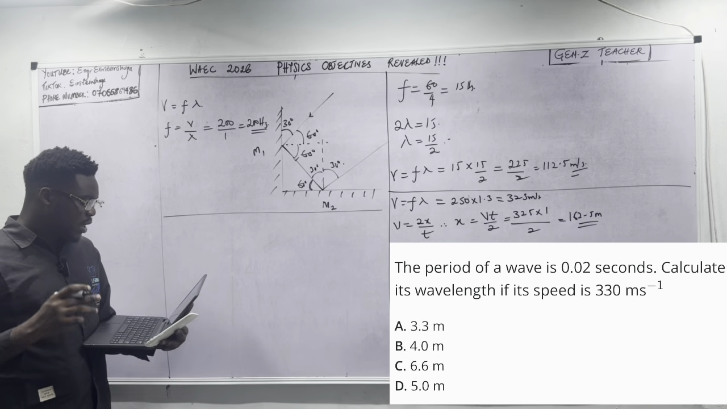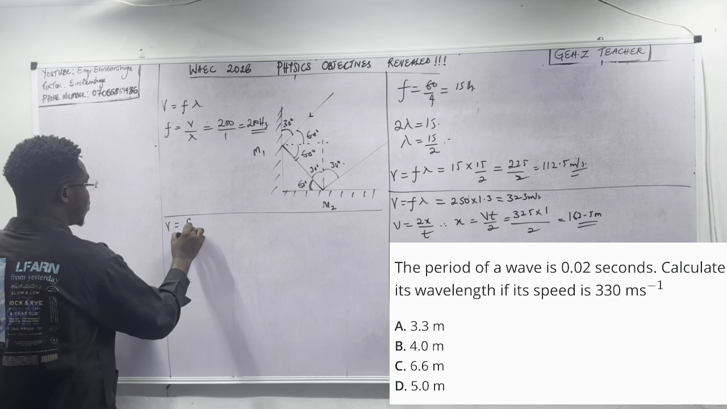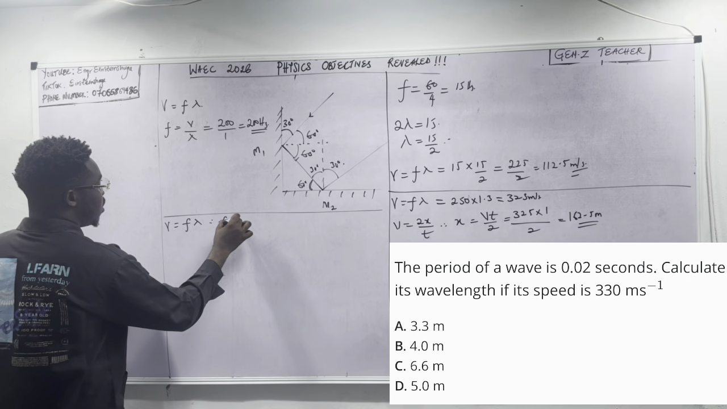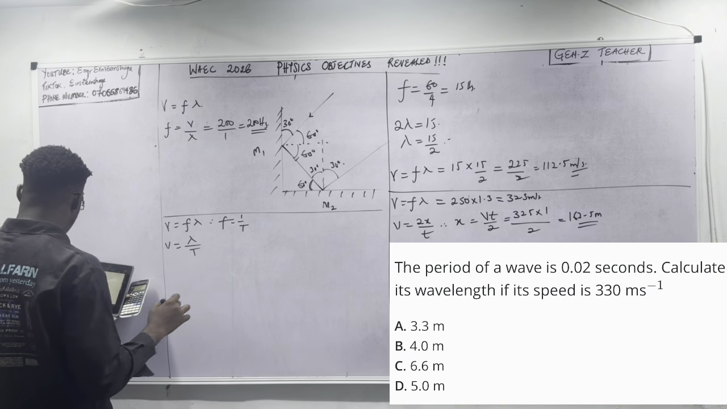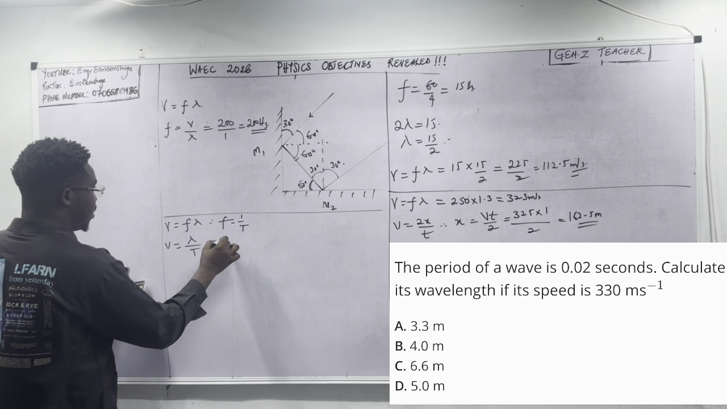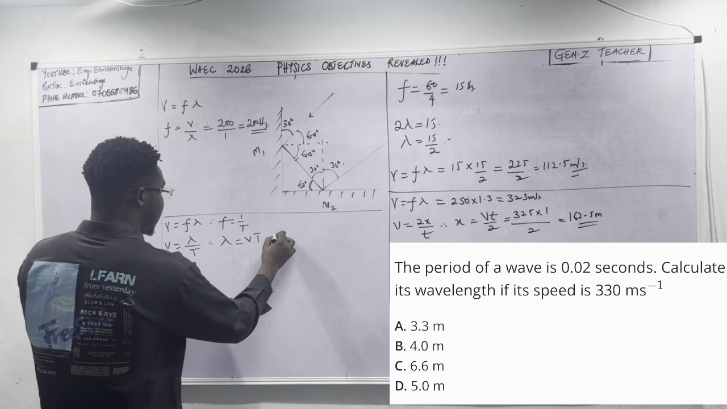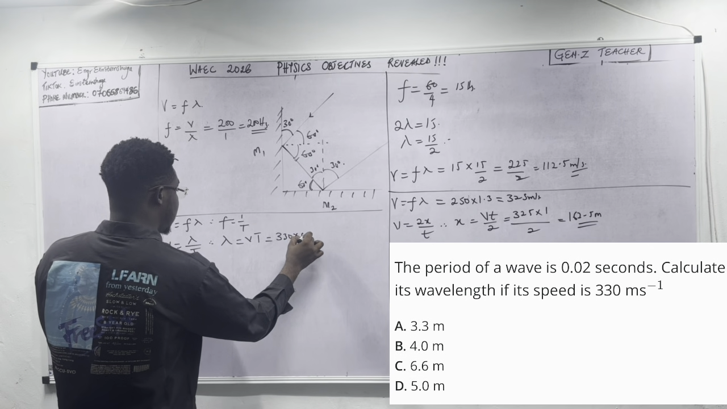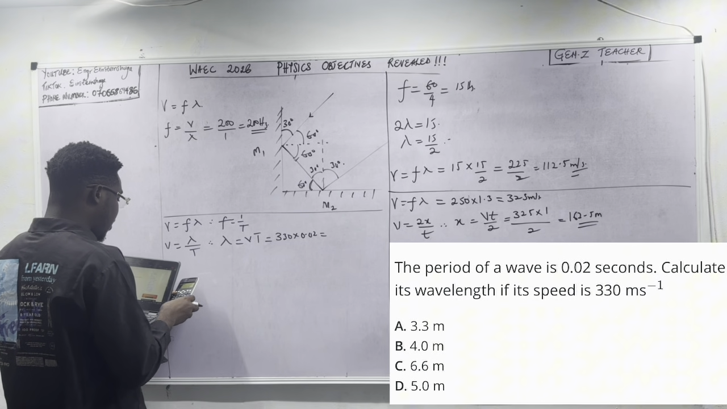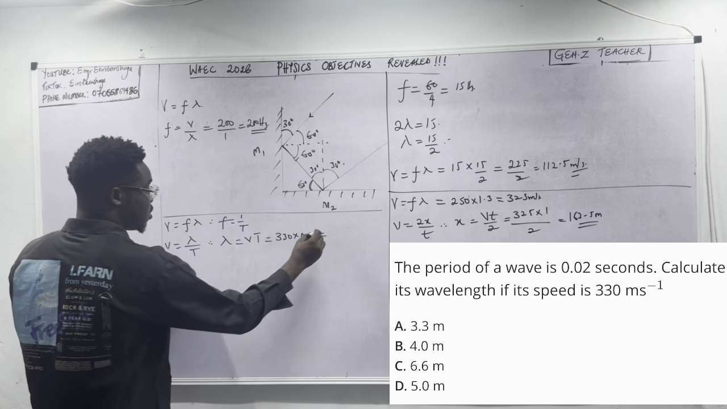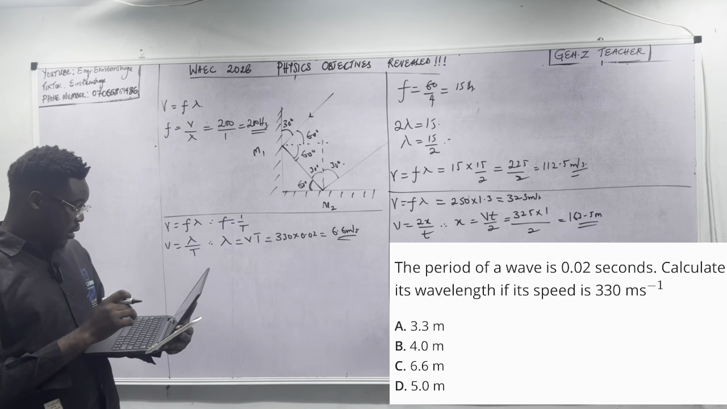Number 32, the period of a wave is 0.02 seconds. Find the wavelength if the speed is 330 meters per second. Now recall again, V equals F lambda, but F can be 1 over the period. So V can be lambda over period, and we are asked to find the wavelength, meaning the wavelength should be the velocity times the period. The velocity was given as 330 and the period was 0.02. So let's see what that gives us in the calculator. We have 330 times 0.02, and that should give us 6.6 meters as the answer.